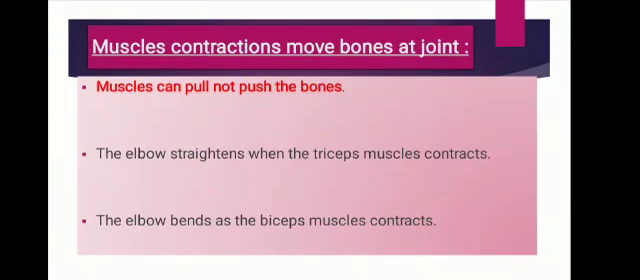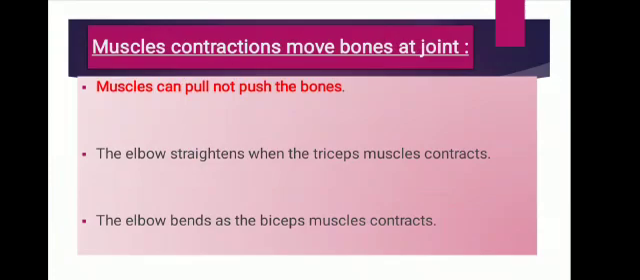A muscle is a fibrous tissue in the body that has the ability to contract. When a muscle contracts, it becomes shortened. Shortened means it becomes smaller. And muscles are attached to the bones of our body. So when a muscle attached to a bone contracts, it pulls the bone, due to which the bone moves at the joint.